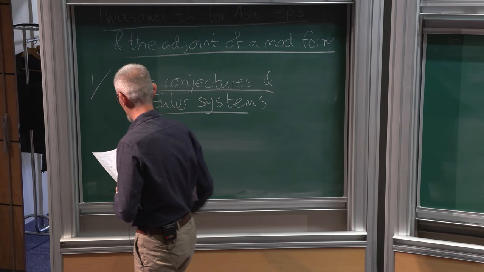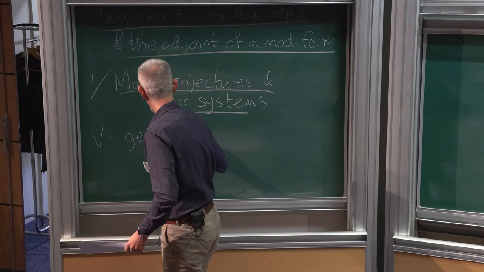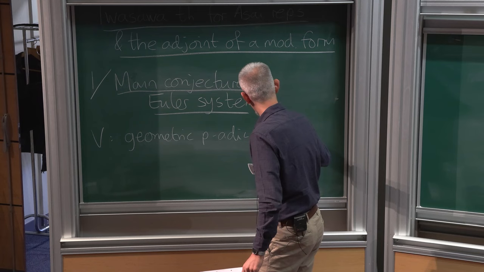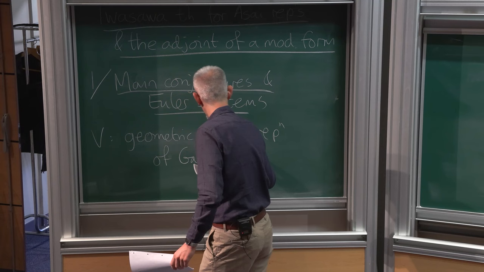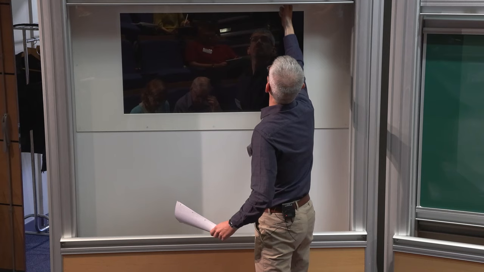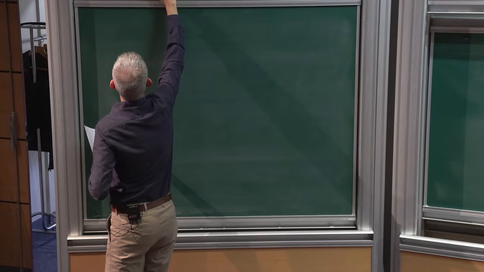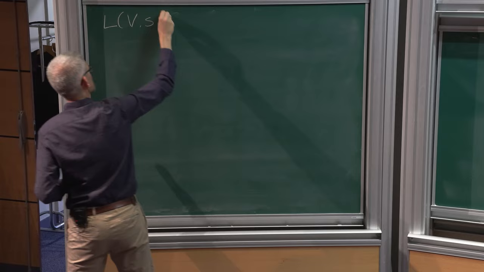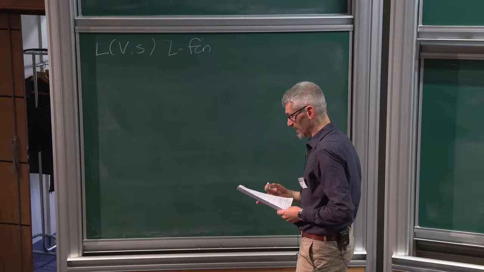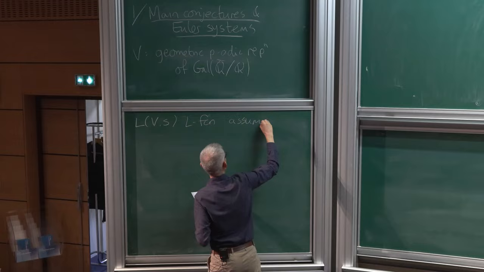So I'm going to take V to be a geometric p-adic representation of the absolute Galois group of Q. And attached to this, I have an L-function, which, if this thing comes from a motive, is at least well-behaved. And we assume that L(V, 0) is a critical value.